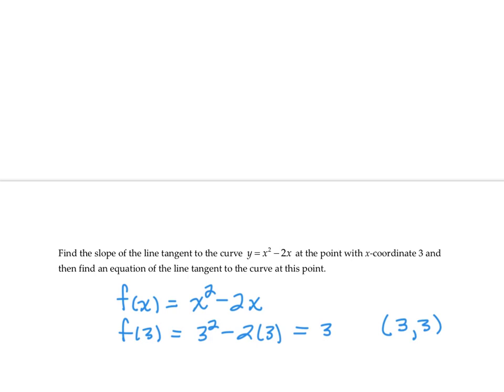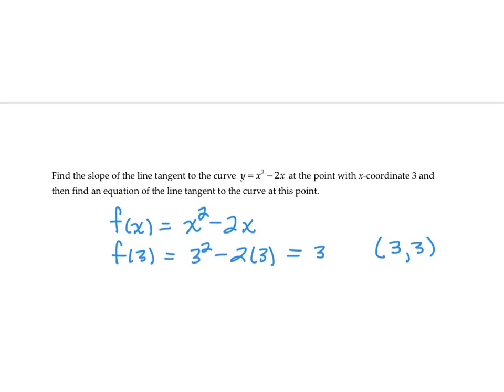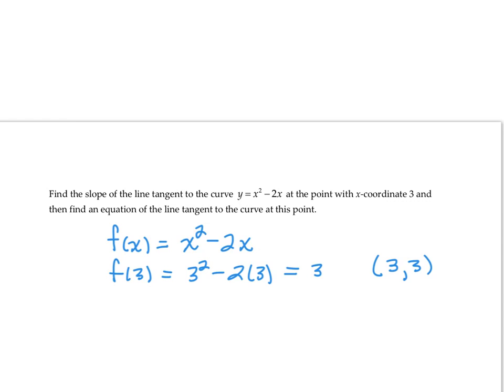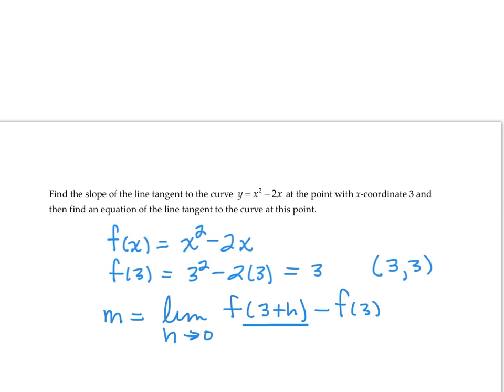To get the slope of the tangent line, we're going to use the slope formula that I gave you in the notes. It's the limit as h approaches 0 of f of c, in this case, is 3, so f of 3 plus h minus f of 3, all of that divided by h.